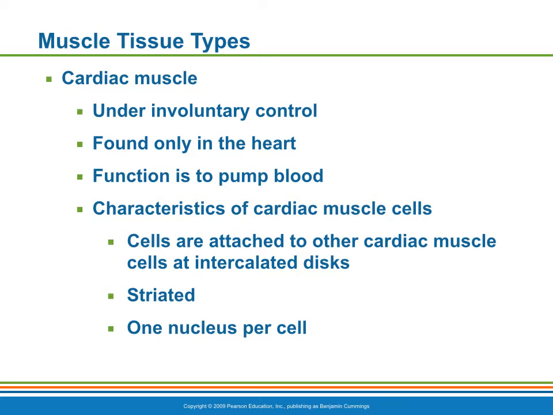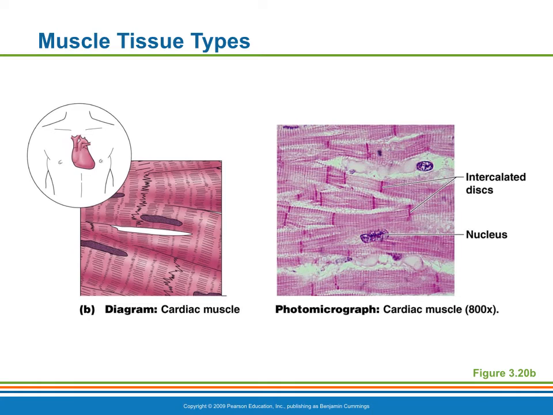Next up, we have cardiac muscle. It's responsible for the involuntary movement of the heart. It's found only in the heart, and its job, of course, is to pump the blood. Characteristics of cardiac muscle tissue cells is that they are attached to each other with intercalated discs, and we'll show you what that looks like. There's only one nucleus per cell, and they are striated. Here's what they look like, and you can see the intercalated discs here.